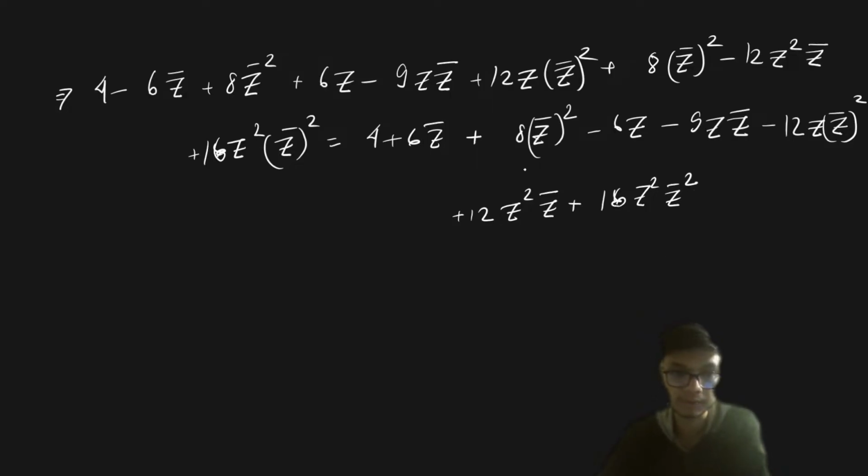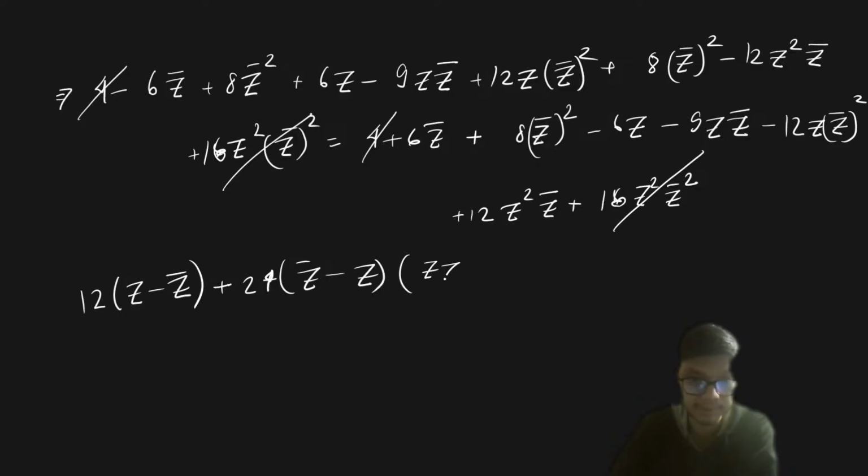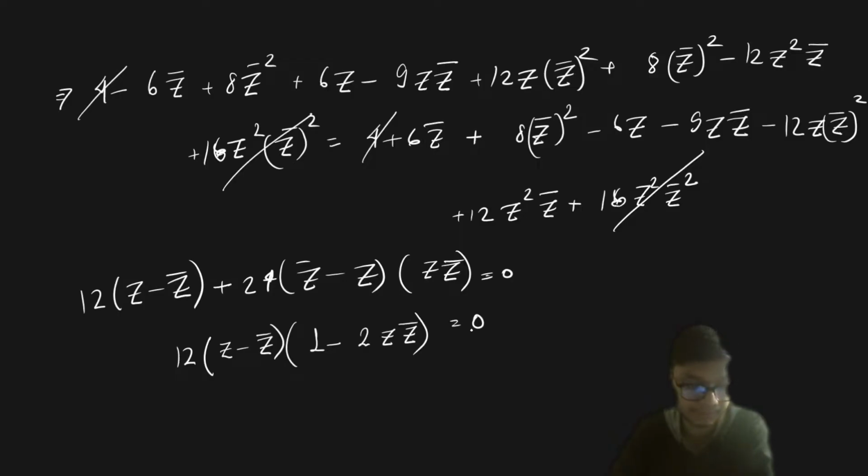So this is all the information that we will have, and if you just cancel the common terms, this term will cancel out. If you simplify this expression, it comes out as 12 times (z − z̄) plus 24 times (z̄ − z) multiplied with zz̄ should be equal to 0. And if you simplify further, it is 12 times (z − z̄) multiplied with (1 − 2zz̄) equals 0.